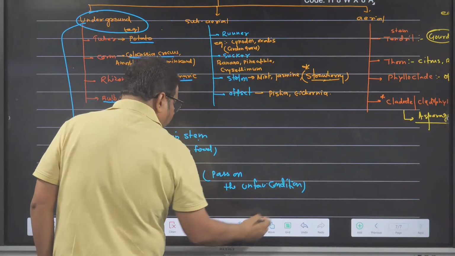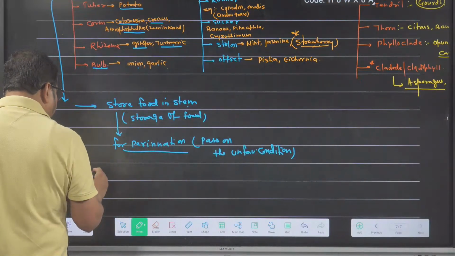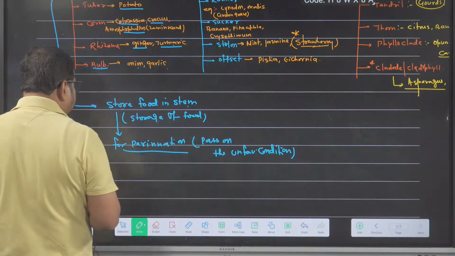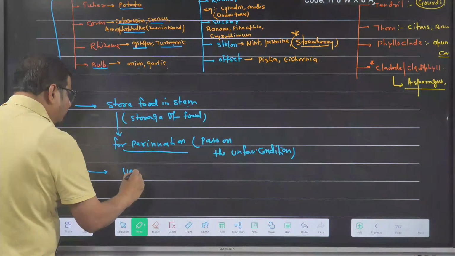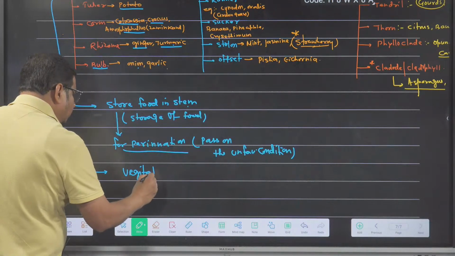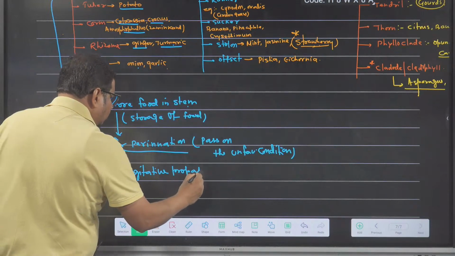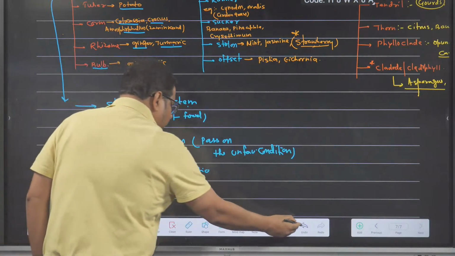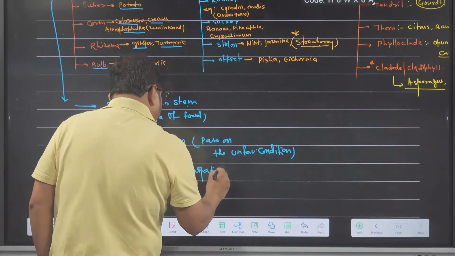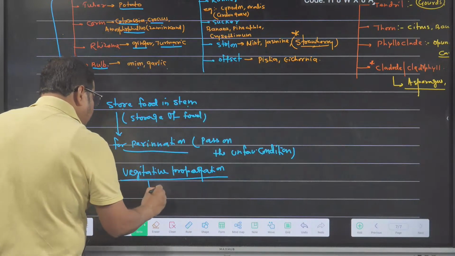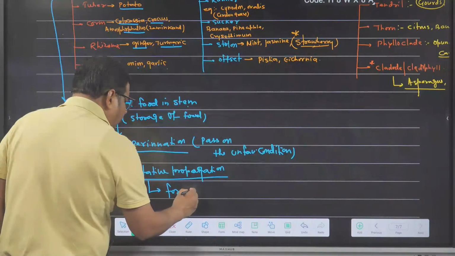Pass on the unfavorable condition. Getting the things? Now what happened when the unfavorable condition passes on? Vegetative propagation occurs. What is this vegetative propagation? Formation of a new plant from a vegetative part of the plant.